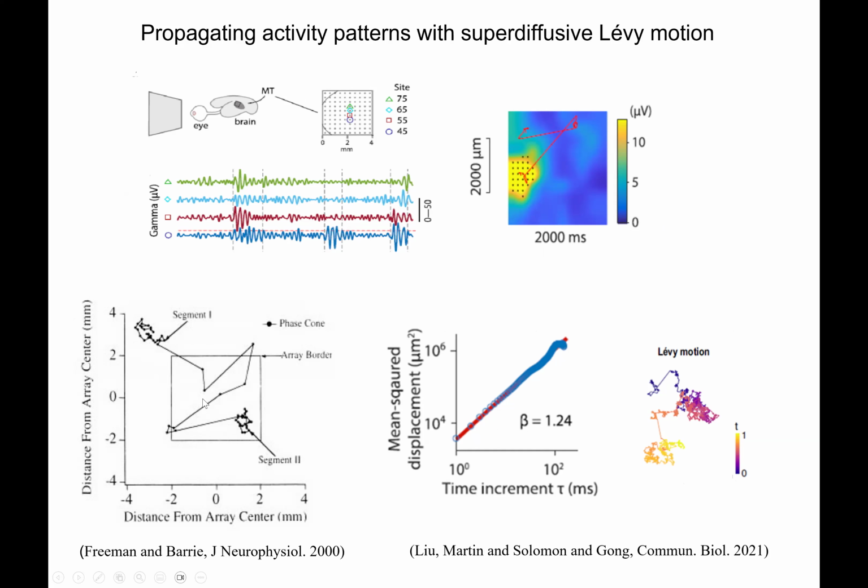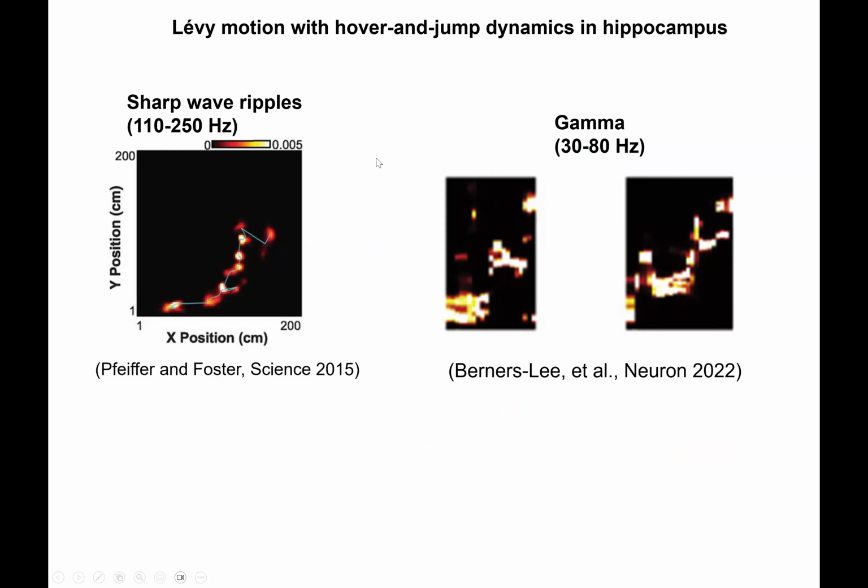Similar phenomena have been found by Walter Freeman with his collaborators. In this paper, they found gamma bursts are organized as wave packets, localized wave patterns. The center of those patterns will stay in one place for a while, and then later shift to other locations, which is similar to what we found based on the Utah array data. This sort of super diffusion is called, in mathematics, a super diffusive Levy motion.